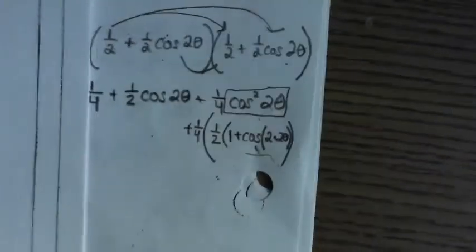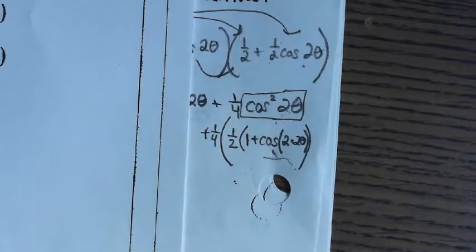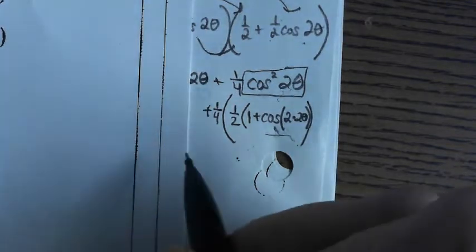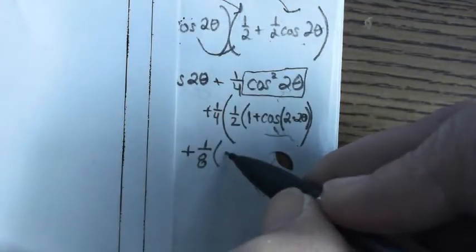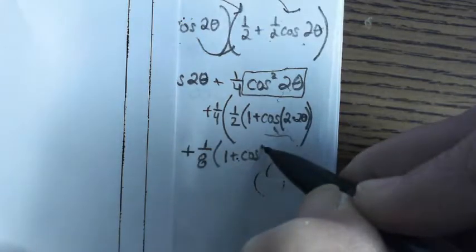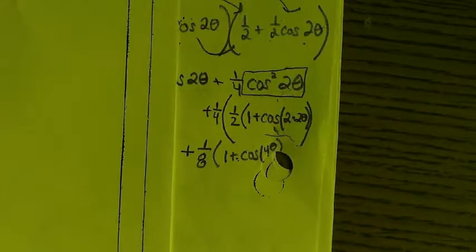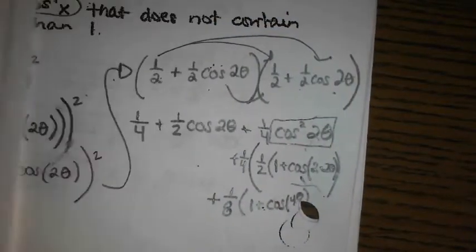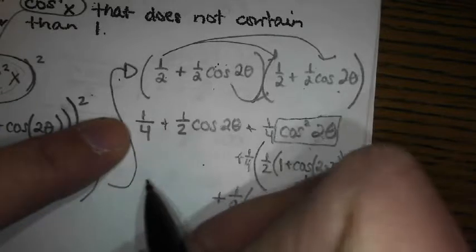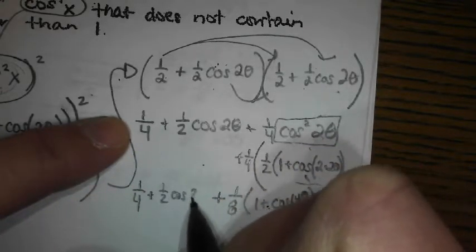Let me zoom in on that. Just going to cover that up. So that all really is 1/8, 1/4 times 1/2, parentheses 1 plus the cosine of 4 theta. And then with everything that came before that, which was the 1/4 plus the 1/2 cosine 2 theta.